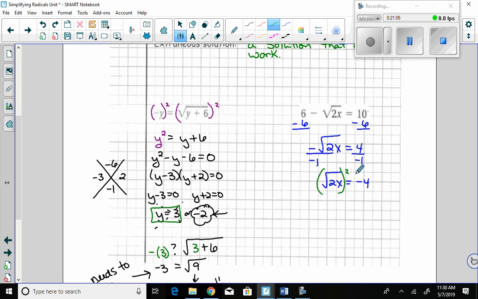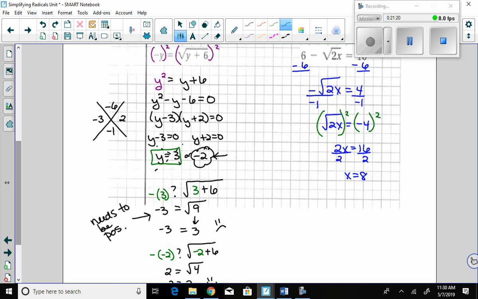Let's square both sides. So you have 2x is equal to 16, right? Negative 4 times negative 4 is positive 16. Divided by 2, and x equals 8. And you're like, awesome. All right, let's plug it in and check it. So 6 minus the square root of 2 times 8 equals 10. So 6 minus the square root of 16 equals 10. 6 minus 4 does not equal 10.